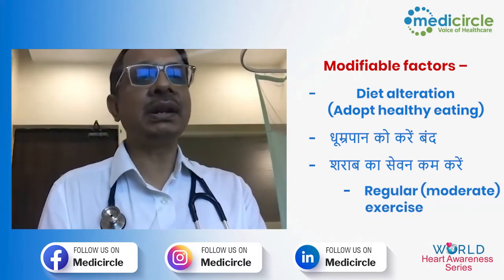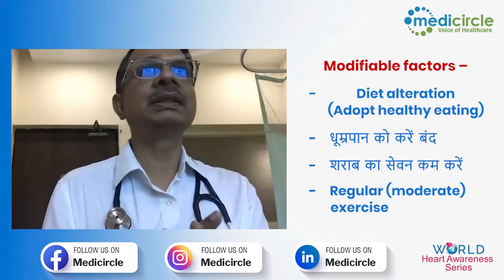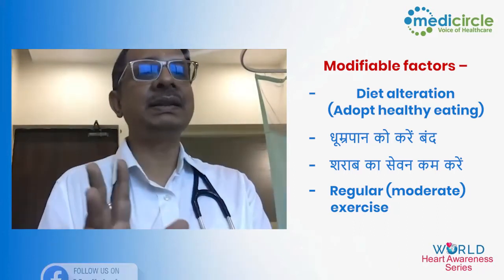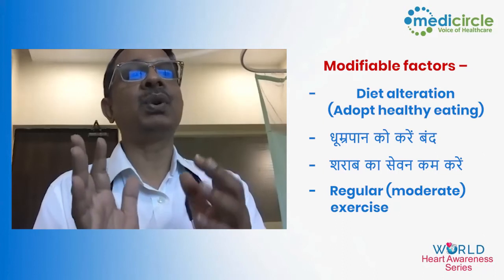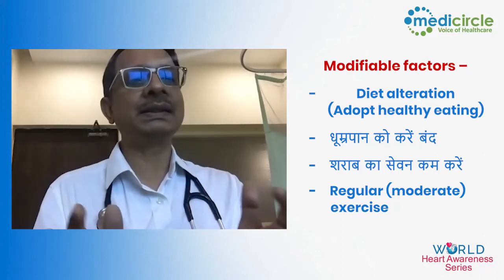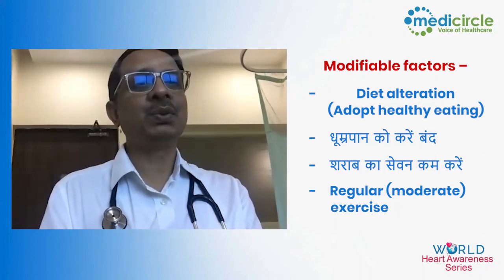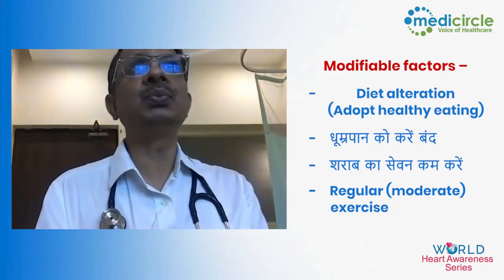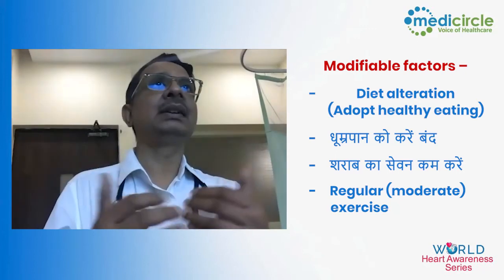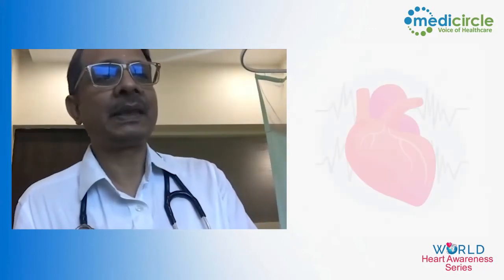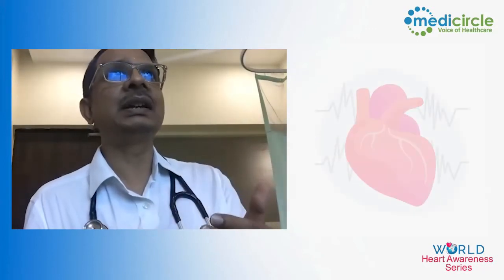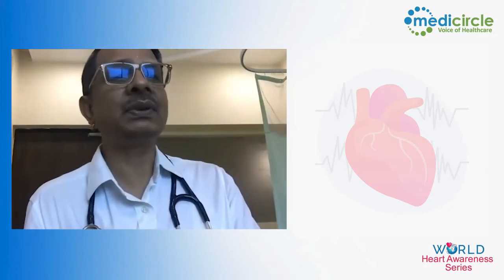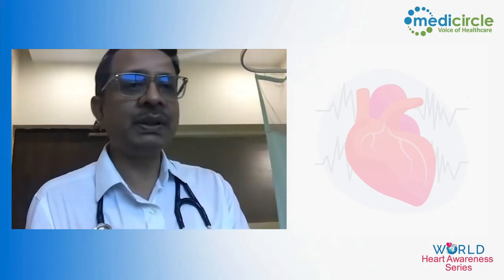Then regular exercise. The recommendation is at least 30 minutes for a minimum of 5 days a week of regular moderate exercise, not heavy exercise. Moderate exercise is what is advisable. These are the things which will help you prevent getting a heart disease. So diet, lifestyle, and regular checkups, especially after the age of 40-45, are going to help prevent heart disease.